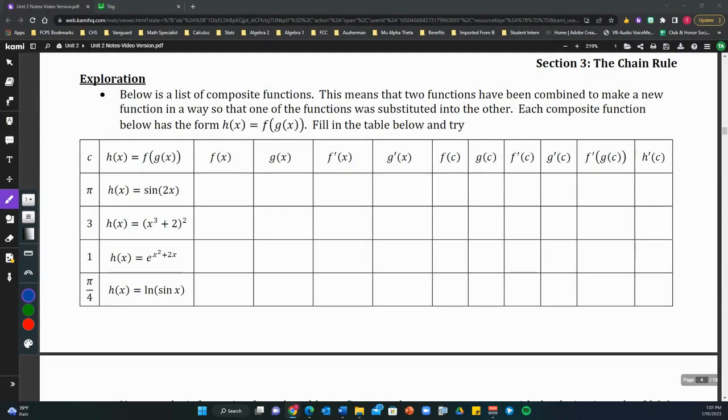Everybody, and welcome to our next video. So for today's topic, we're going to be looking at our next derivative rule, which is called the chain rule. This is a really important one.